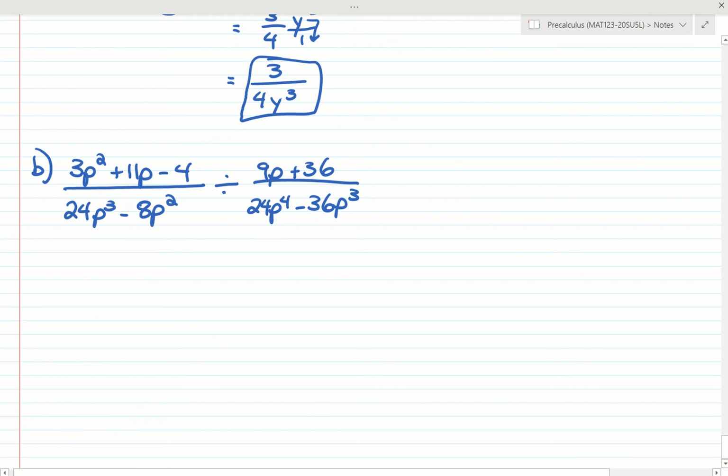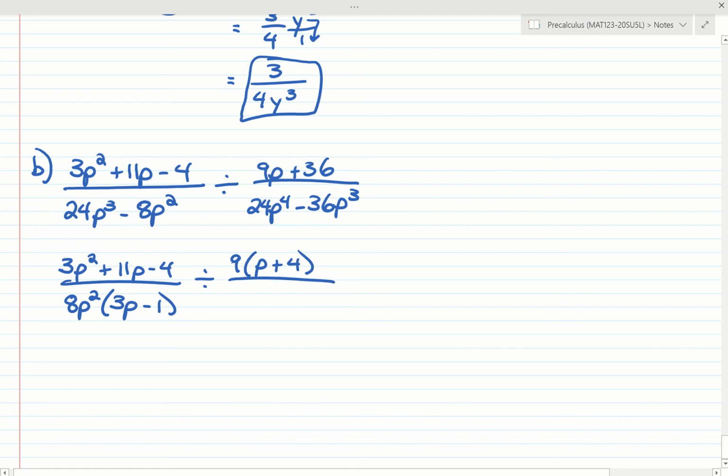First thing we look to do is take out a GCF. There's nothing to take out for the upper left, but we could take out an 8p squared, and we're left with 3p minus 1. We're dividing. We could take out a 9, and we have p plus 4 over, let's see, between 24 and 36, we could take out a 12p to the third, and we would be left with 2p minus 3. So that's our first step with factoring.